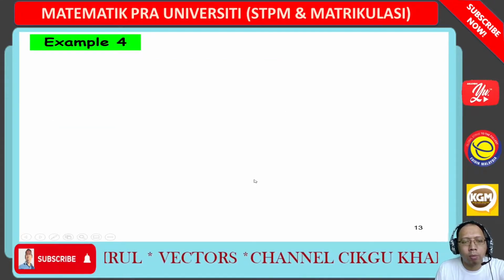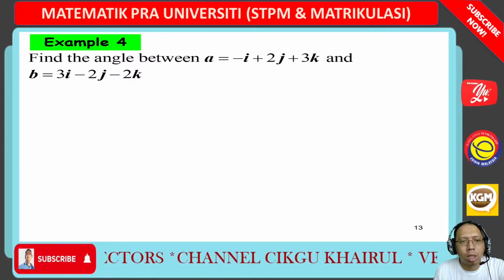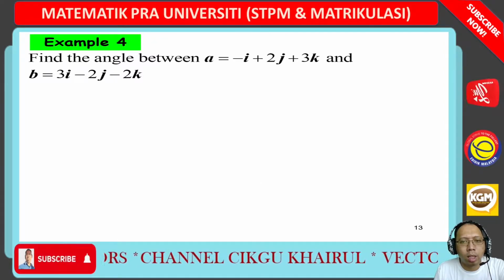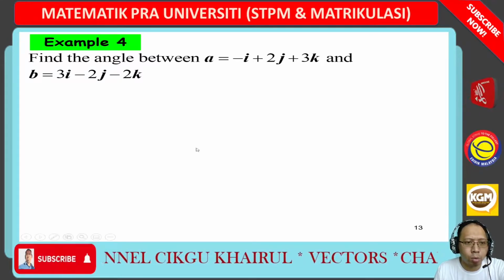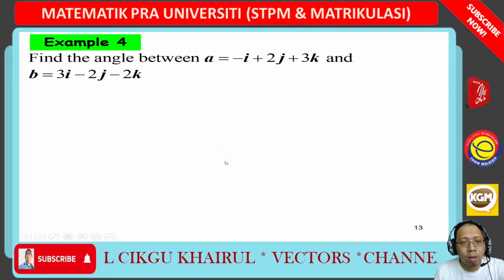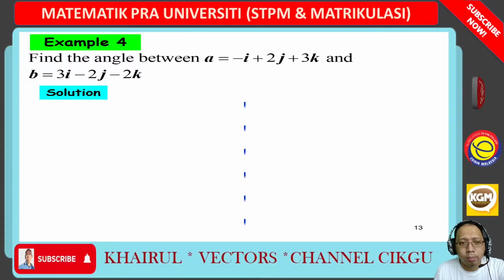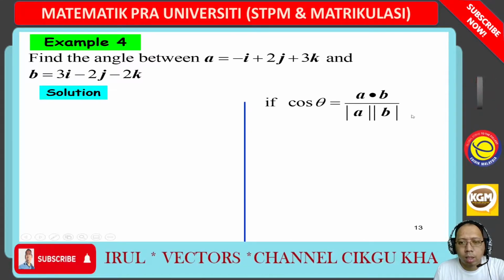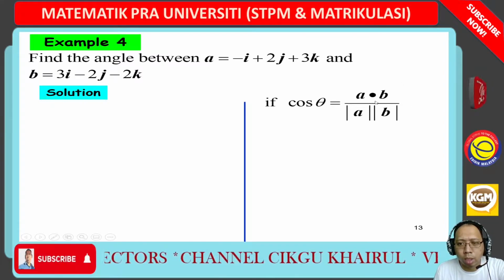Okay, so example 4. Let's say we have this question. Find the angle between vector A and vector B. A equal to negative i plus 2j plus 3k and B equal to 3i minus 2j minus 2k. So we just substitute into the formula. Okay, this is the formula that we have to use. A dot B, so dot product, okay, clear.